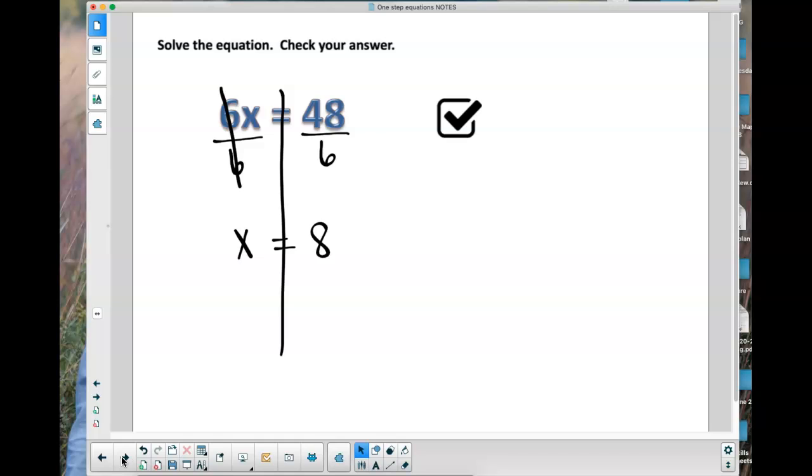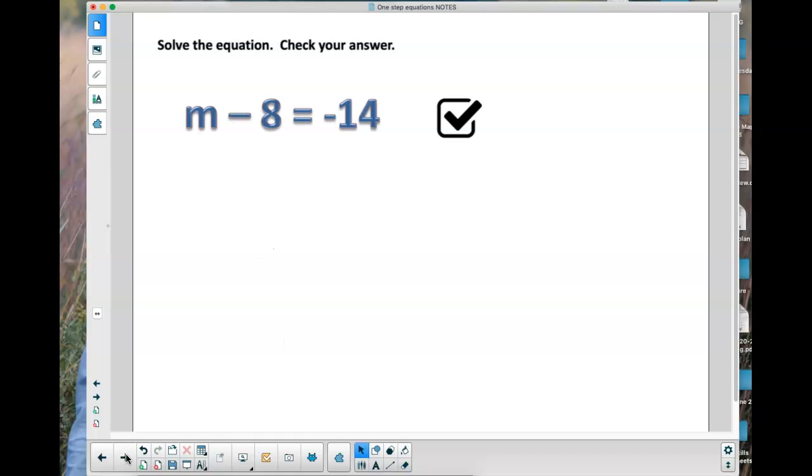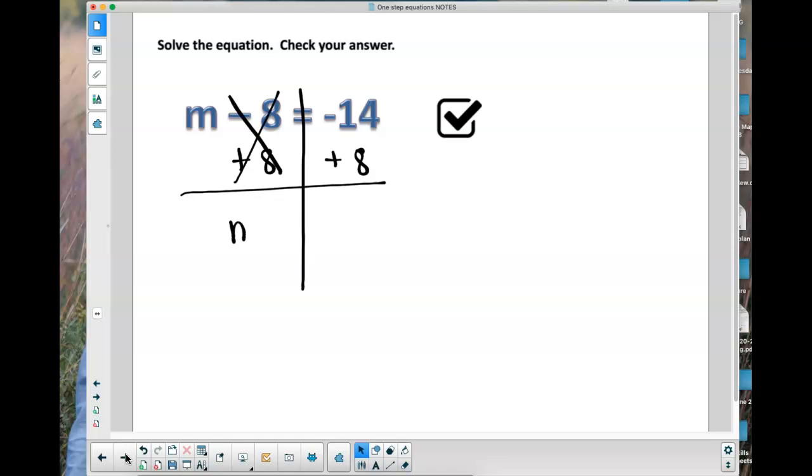All right. How about this one? Draw a line. Now, here's where you have to be careful. Draw your line. How do I get rid of the -8? Plus 8. Okay, so plus 8 on each side. These cross off. We have m equals. What's a plus and a minus? It's -14 plus 8. So what's -14 plus 8?